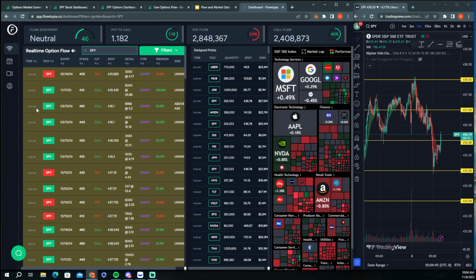So for this example, 11:57 a.m. Eastern time, it was a SPY call. You can see that the expiration is March 15th, 2024. The strike price is 463, and it's a call, obviously. And the spot price is where they bought it at. So you can see that they bought SPY calls at 436.1.